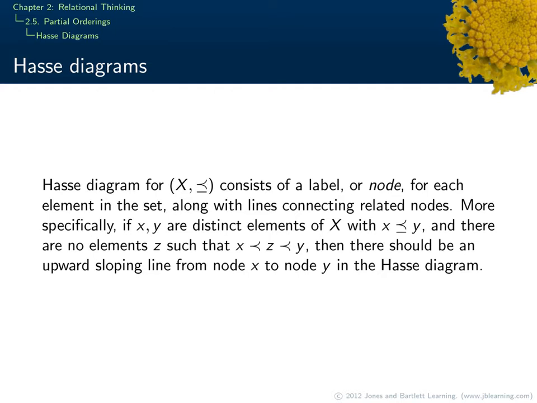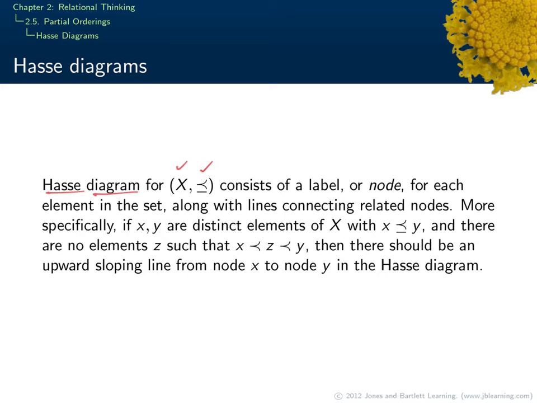At the beginning of these slides, we talked about how a partial ordering determines a hierarchy of elements in a set. And we can have a graphical depiction of that hierarchy using something called a Hasse diagram. So if we've got a set and a partial ordering on that set, what we can do is form a node or a label for each element of the set, along with lines connecting related nodes. So we don't want to connect every pair of related nodes with lines, though. We only connect immediate successors.